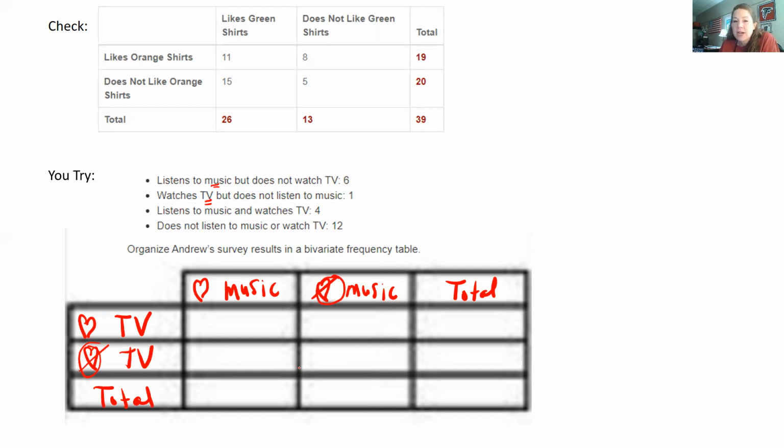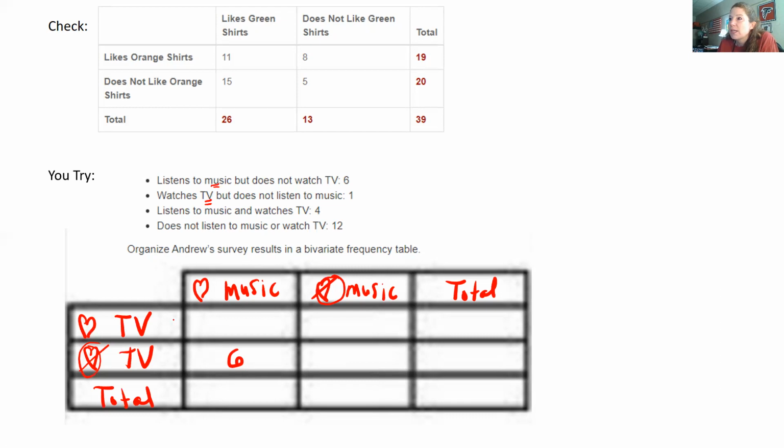Okay, so let's figure out where. You guys try this on your own. See if you can figure out where those numbers come from and where those numbers go, and then come back and check your answers. All right, so what about the people who listen to music? These people right here listen to music, but they do not watch TV. Those 6 go there.